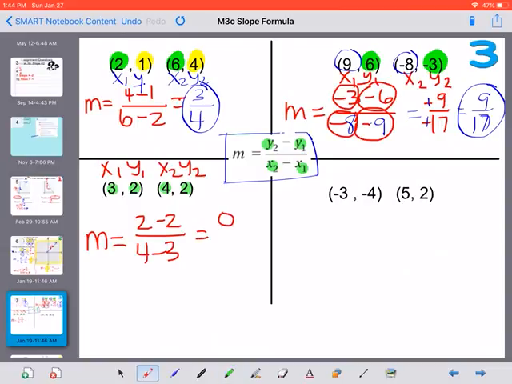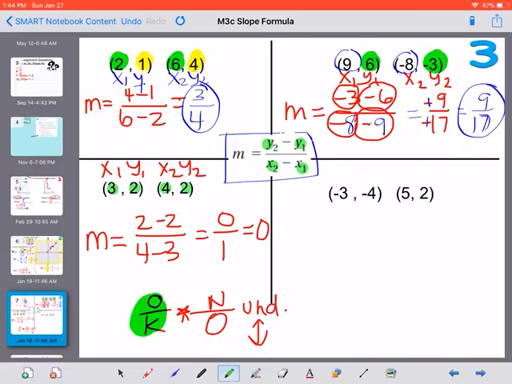So 2 minus 2 is 0. 4 minus 3 is 1. So our slope is 0 divided by 1, which is really just 0. Remember, if the 0 is on the top, it's okay. Our slope is 0. If the 0 is on the bottom, no, it's not okay. That would be a slope that is undefined, or a vertical line. But ours is okay, so it's a slope of 0.